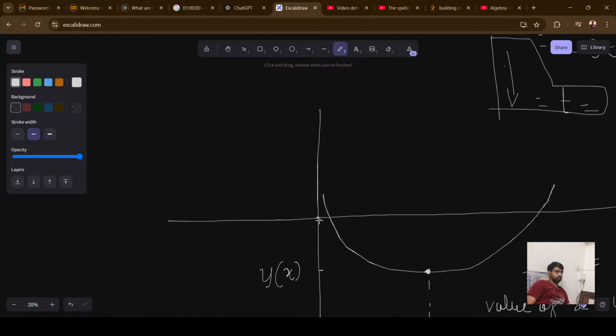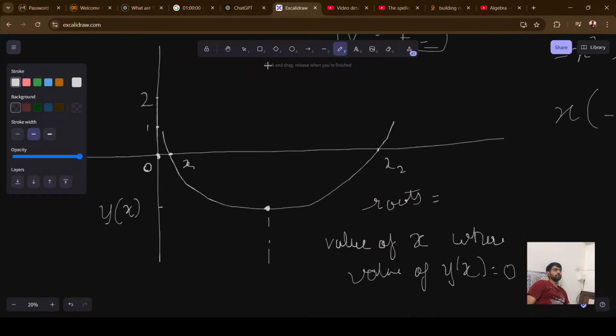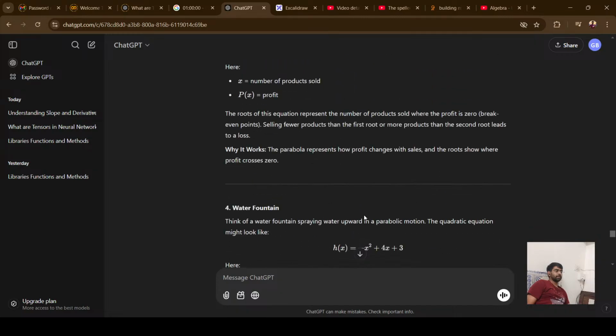It is at this point. This is the y-axis, right? This is 0. So at which values of x the value of y of x is 0, that is actually what you are calculating, right? So yeah, this concept is clear.